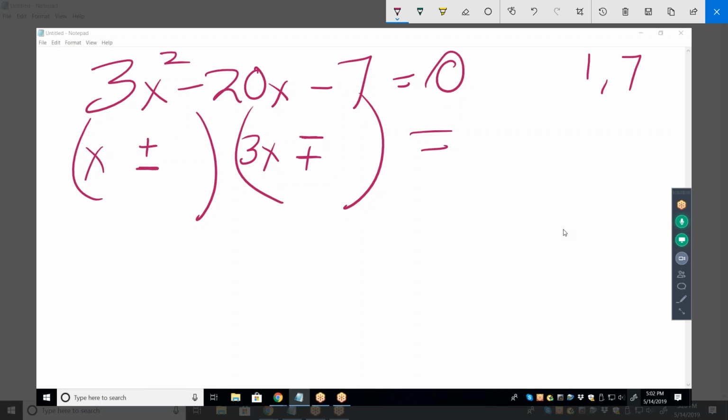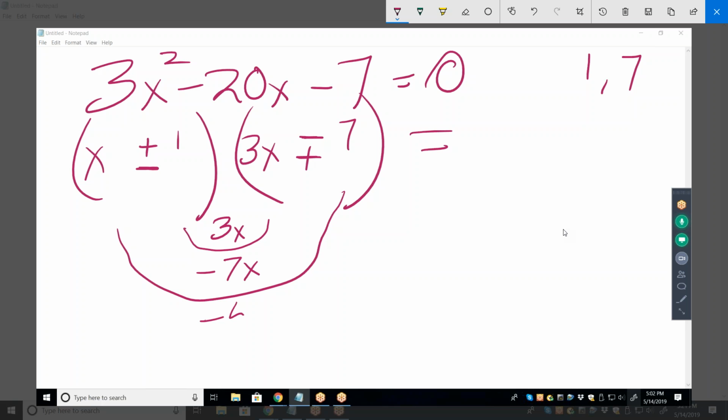Just try it. In other words, your box and diamond method has the exact same trial and error aspect to it that my method has. I'm not even going to try to figure out what the answer is. I'm just going to start with a 1 there and a 7 there. What does that produce for a middle term? 3x and negative 7x. Combine them? Negative 4x. I didn't get the right number.